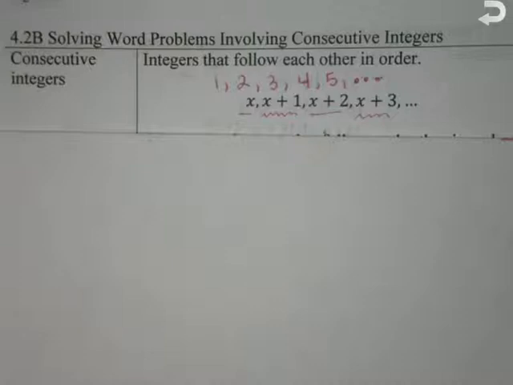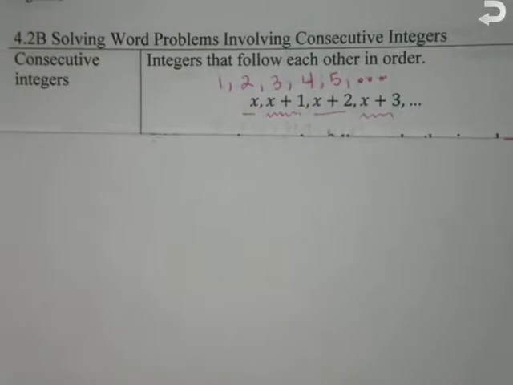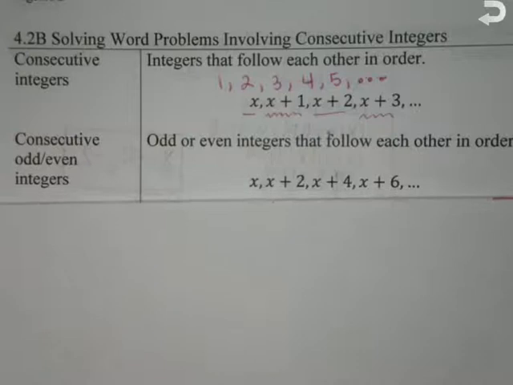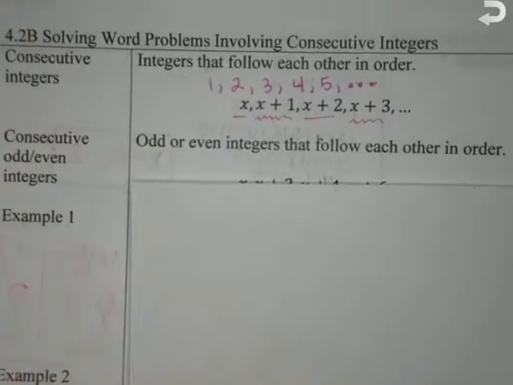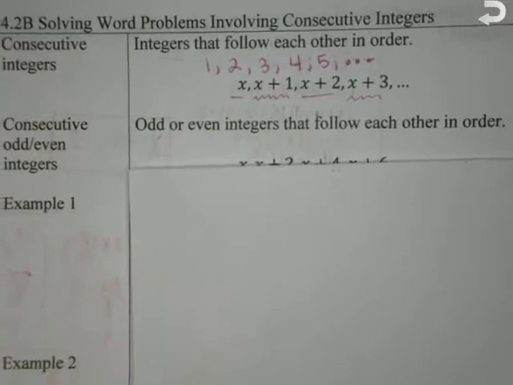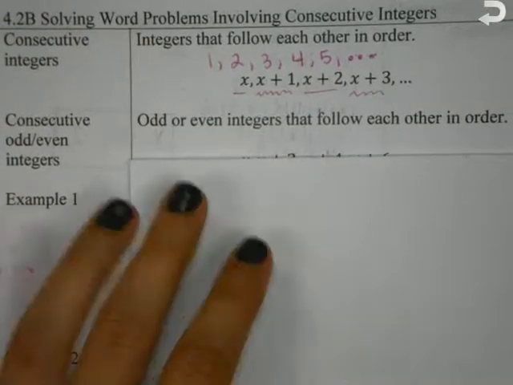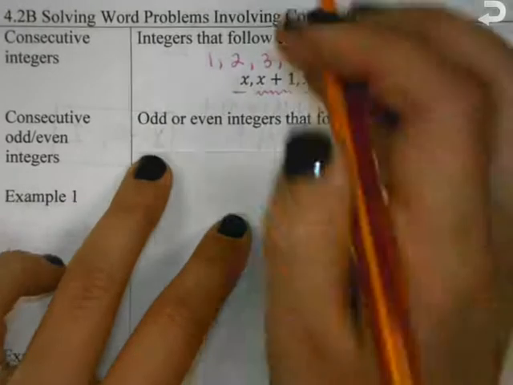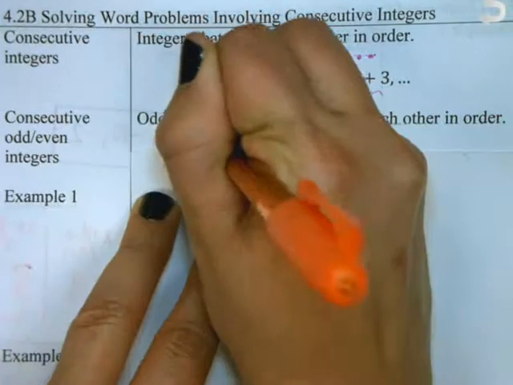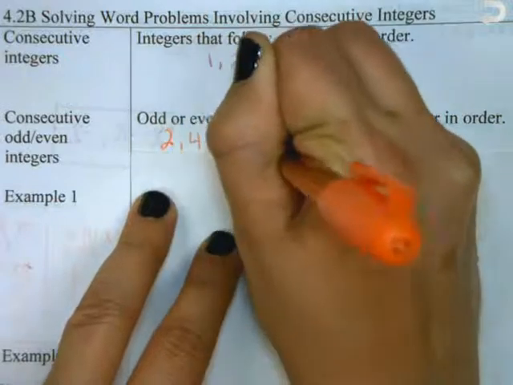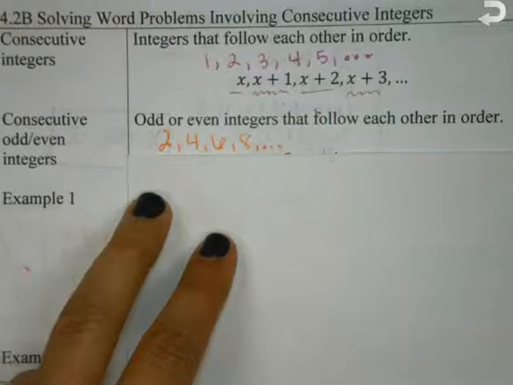We also have what's called consecutive odd or even integers. Consecutive odd or even integers are odd or even numbers that follow each other in order. So, for example, let's look at 2, 4, 6, 8, so on and so on. Okay? So we're just looking at the even integers that follow each other. So 2, 4, 6, 8.